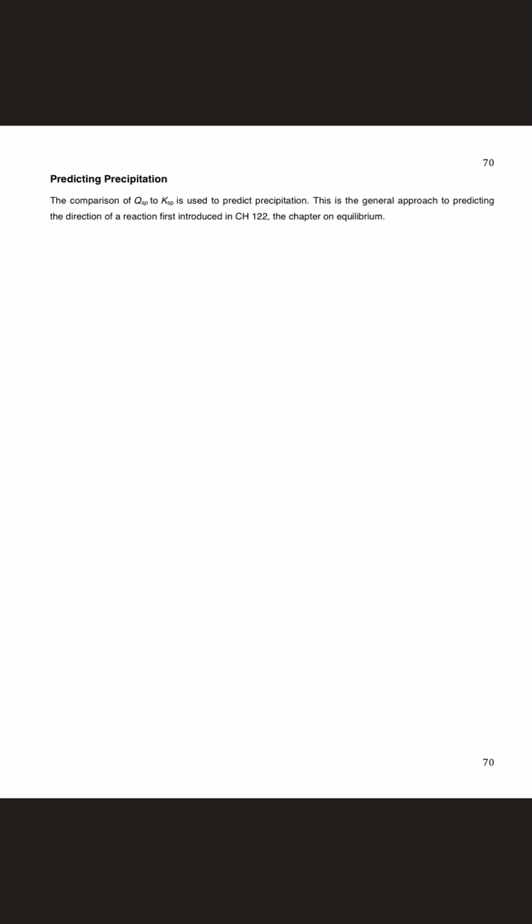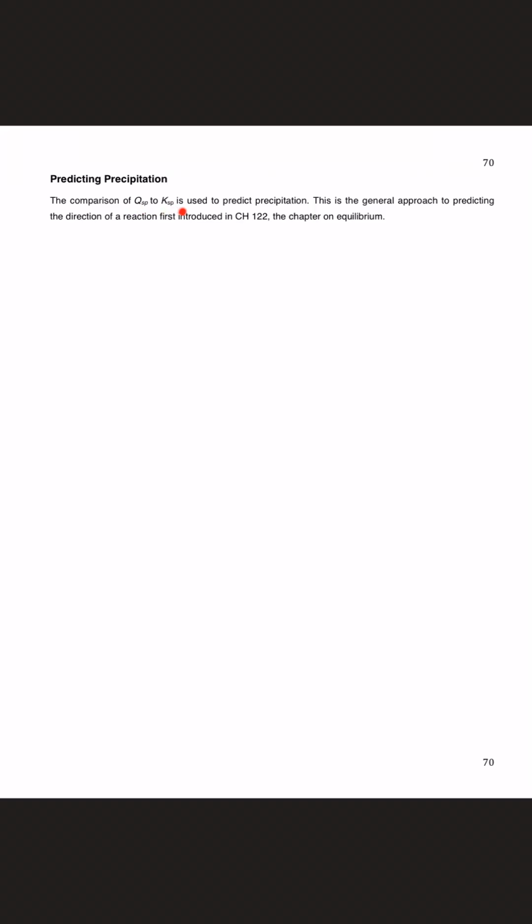Next, we are going to learn how to use the reaction quotient Q and the equilibrium constant Ksp to help us predict precipitation. You learned about these two, Q and K, before in Chem 122. The reaction quotient Q represents the reaction at any point. However, the equilibrium constant K represents the point at equilibrium.